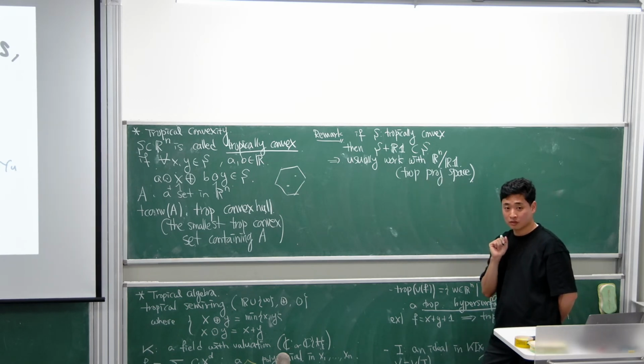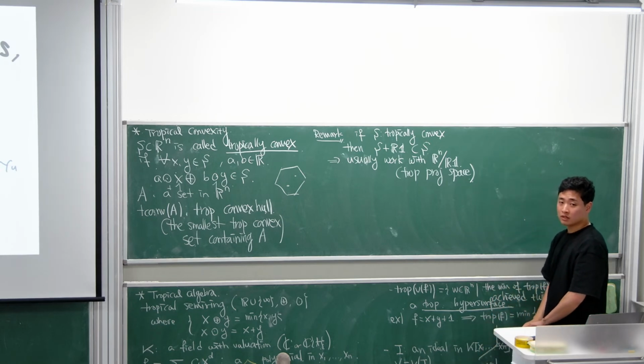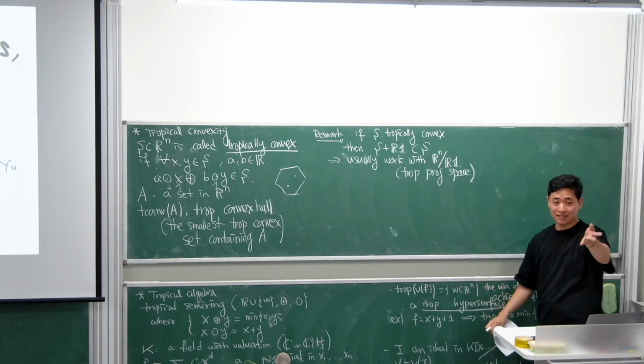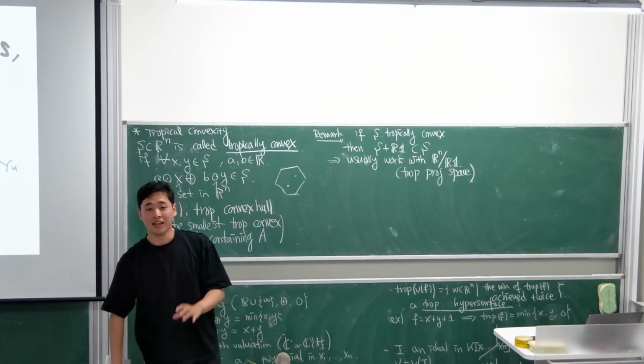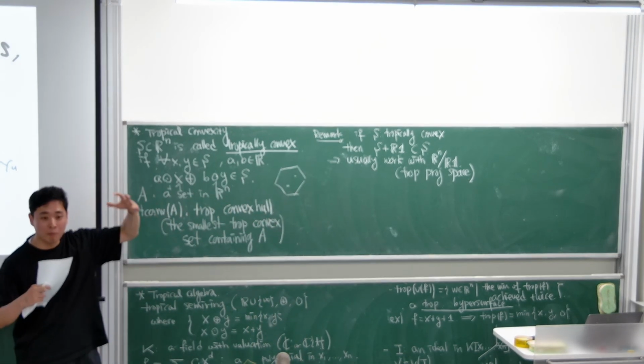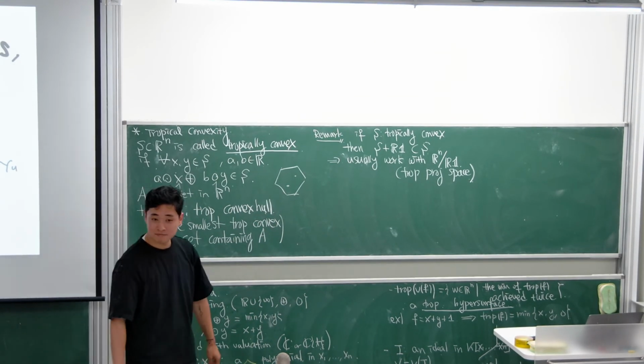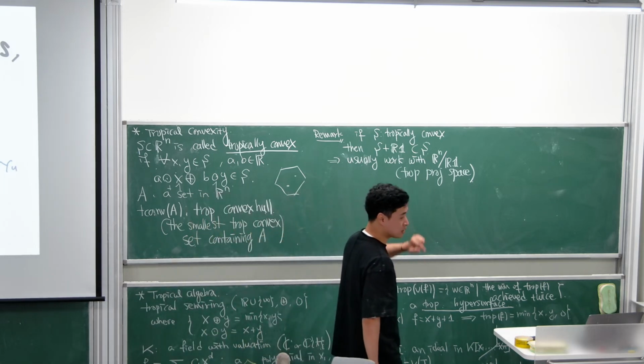Okay, so before the quotient, this just means I contain all the lines in this direction. Exactly. And then you project down here, and then you have something compact. Yes, so it will be something compact over this projective space.